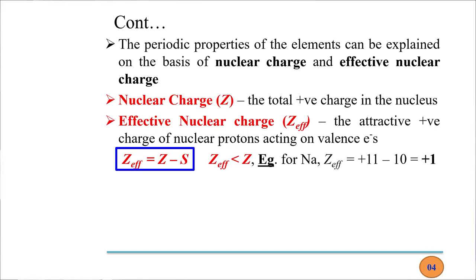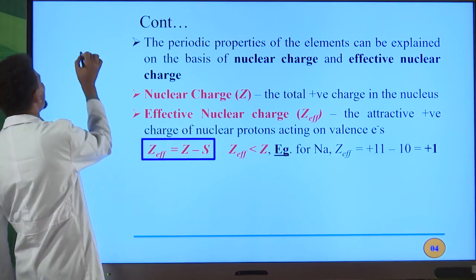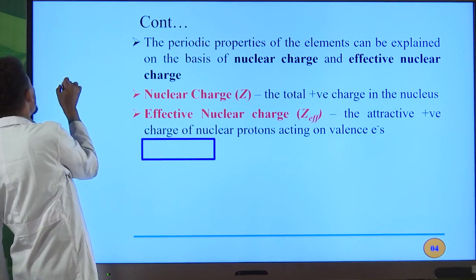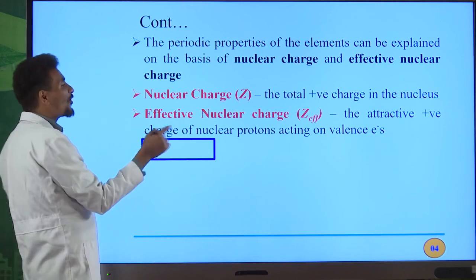For example, let us calculate the effective nuclear charge for the sodium atom. The nuclear charge for the sodium atom is plus 11. This is the number of protons in the nucleus of the atom. Minus 10. What is 10? The inner electrons. So we can easily draw the Bohr diagrammatic representation for the sodium atom. The total number of electrons for this neutral atom is 11.